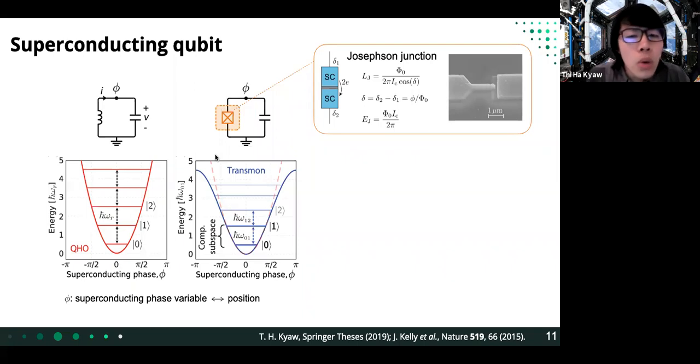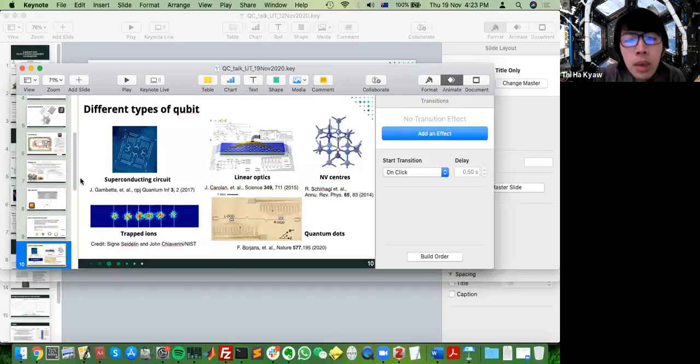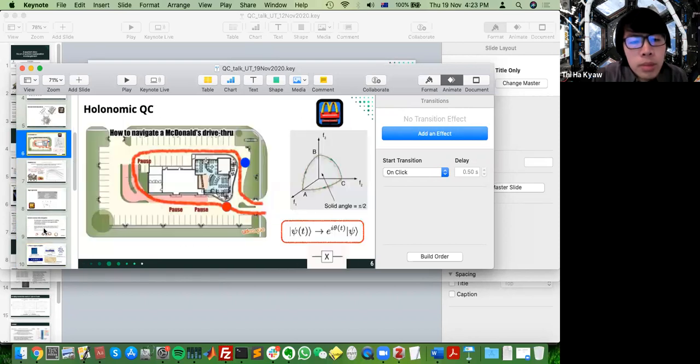Okay, the question is whether holonomic QC, diabatic QC, and topological QC don't use qubits. No, they do. They do use qubits. Let me answer this quickly: holonomic, diabatic, topological.